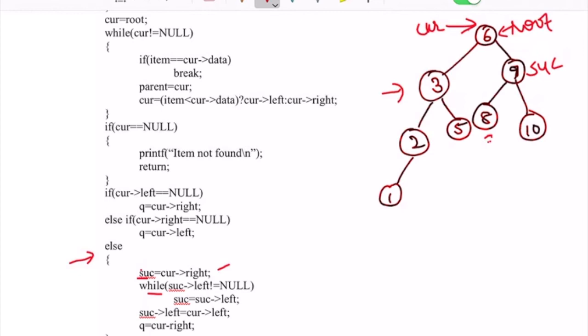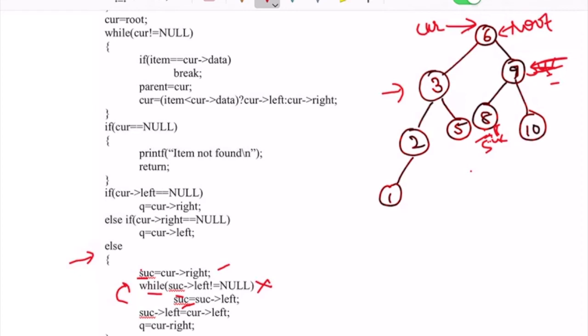While successor's left is not equal to null: successor's left is not null because there is a node to the left of the successor, so I am moving successor to successor's left. Successor now points to the left child, which is nothing but the node 8. Again we repeat, while successor's left is not equal to null. In this case, successor's left is null, so the condition fails.